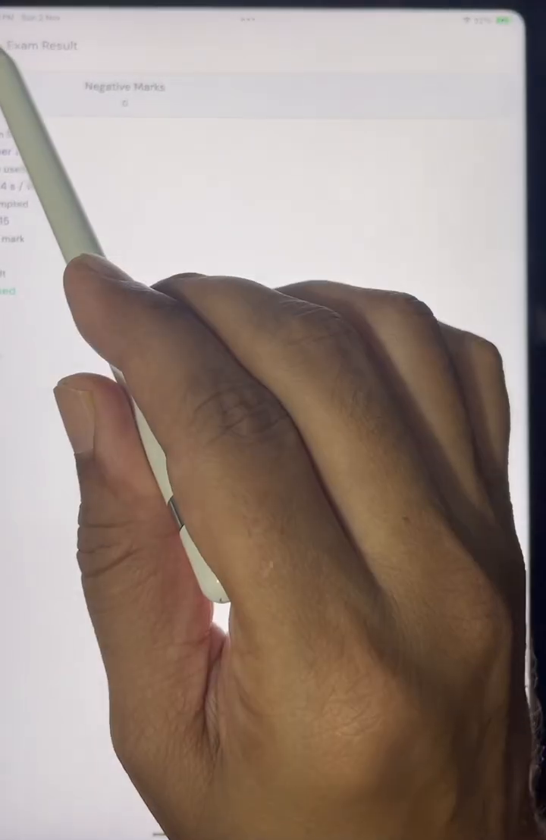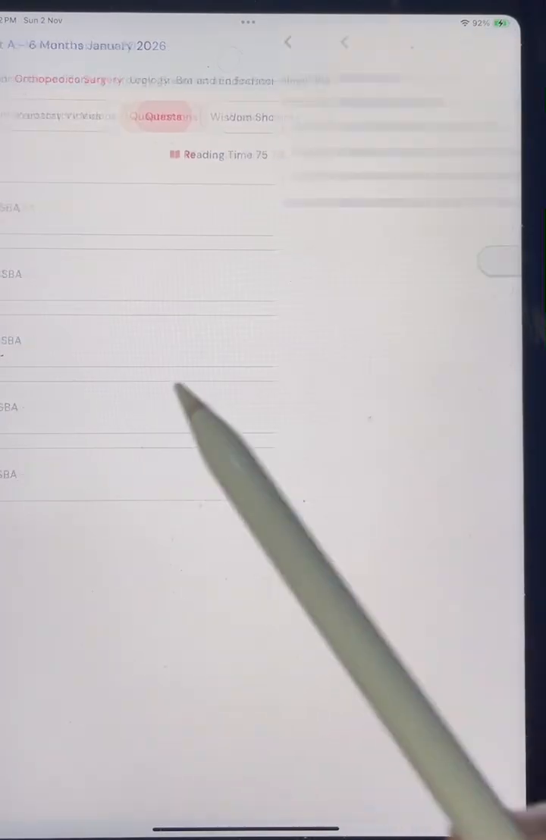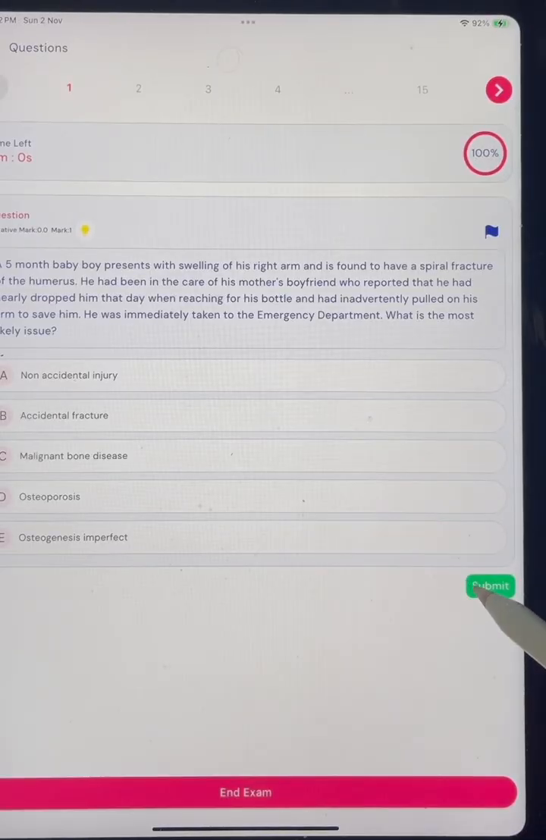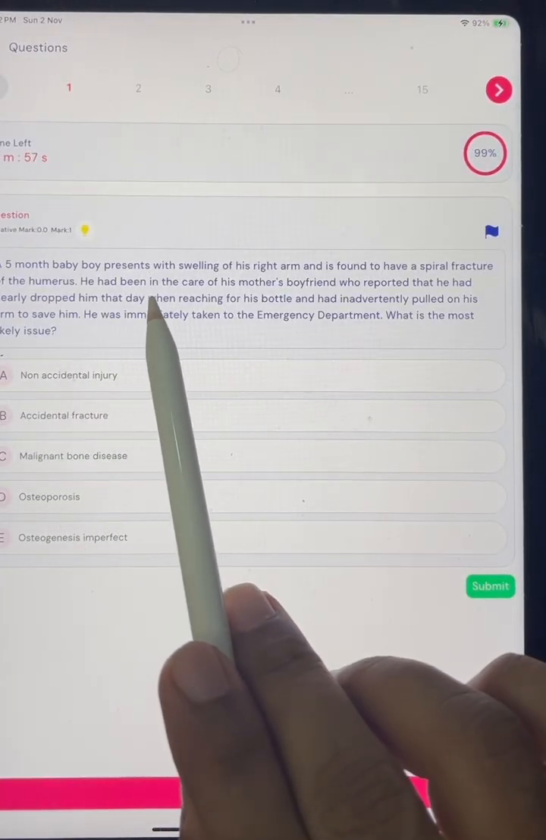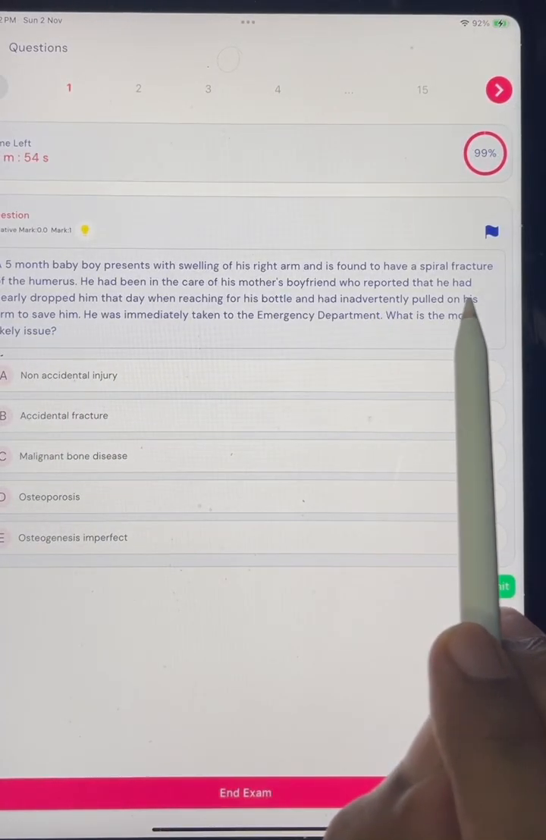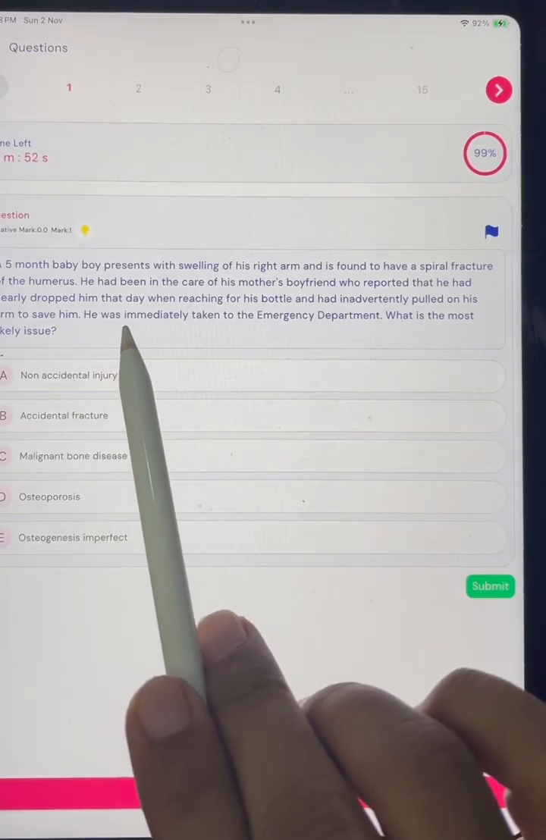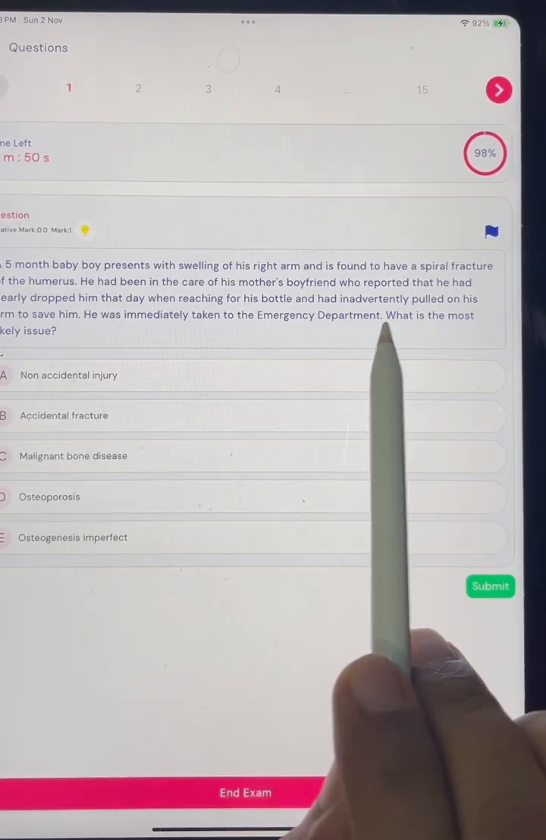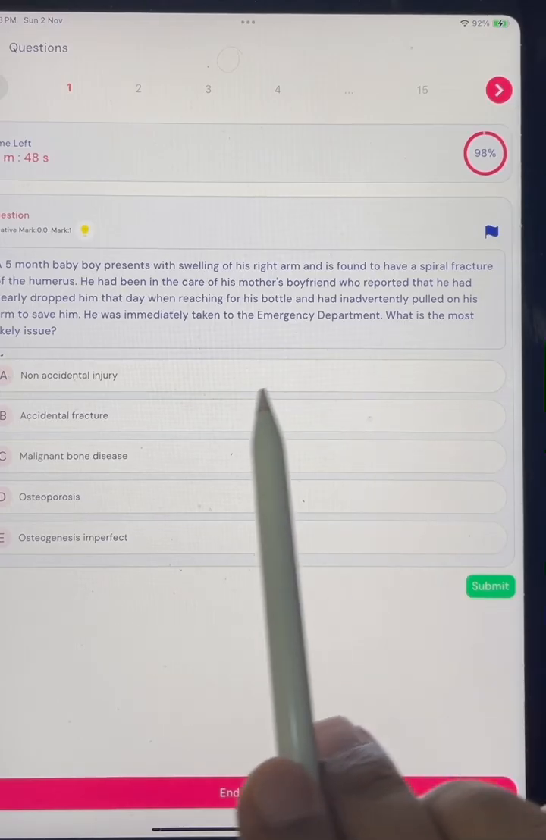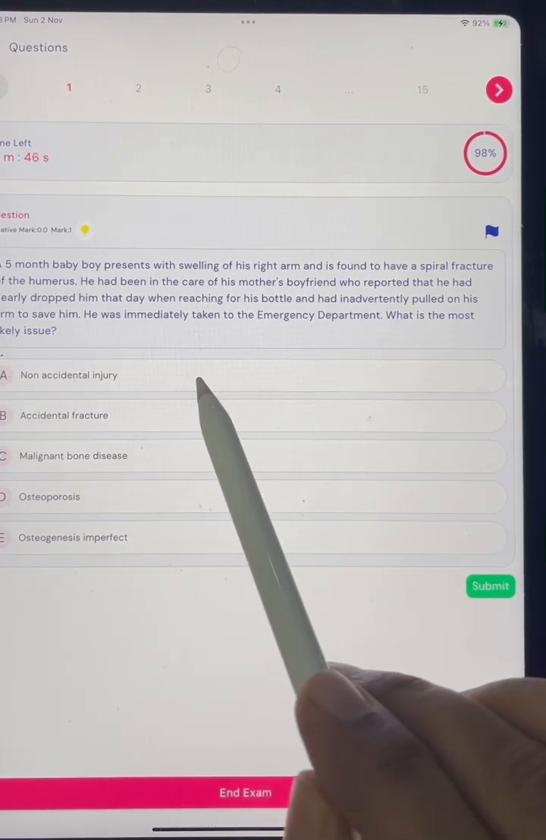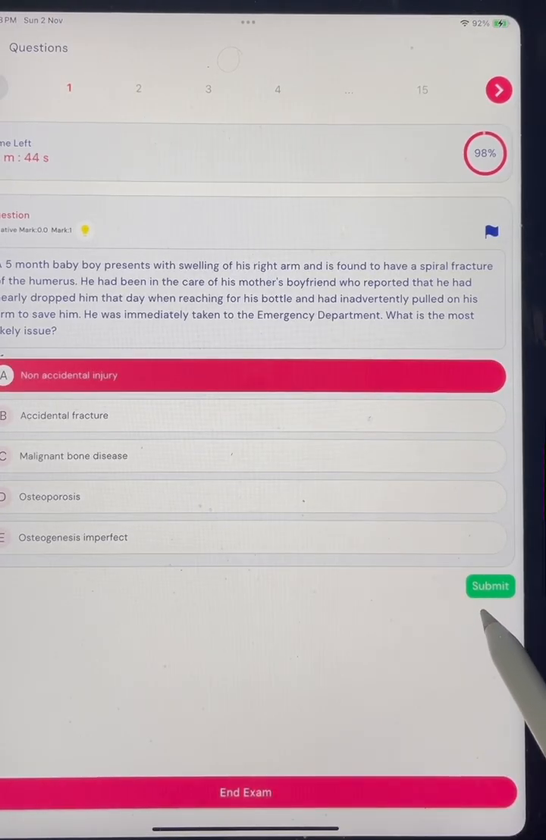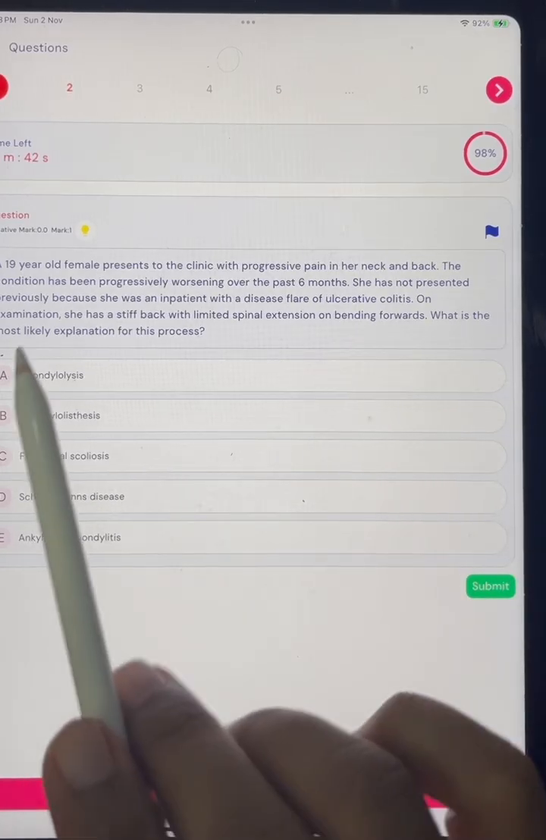Our next exam, this is the fourth one. Start exam, 15 questions. A 5-month baby presents with swelling of the arm and is found to have a spiral fracture of the humerus, in the care of the mother's boyfriend. What is the most likely cause? It is non-accidental injury. Cannot call it accidental.